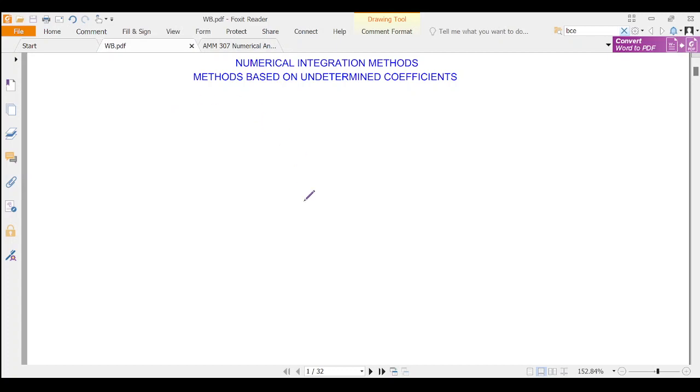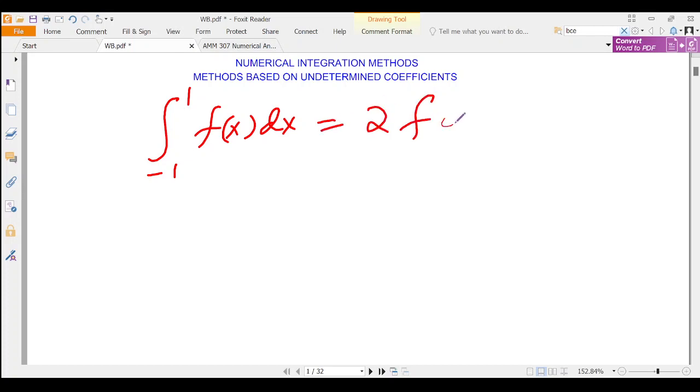The one-point method can be expressed as the integral from -1 to 1 of f of x dx is equal to 2 times f of 0. So in this case, we only need to evaluate the value of the function at 0 and multiply the result by 2, and we get the value of the integral.